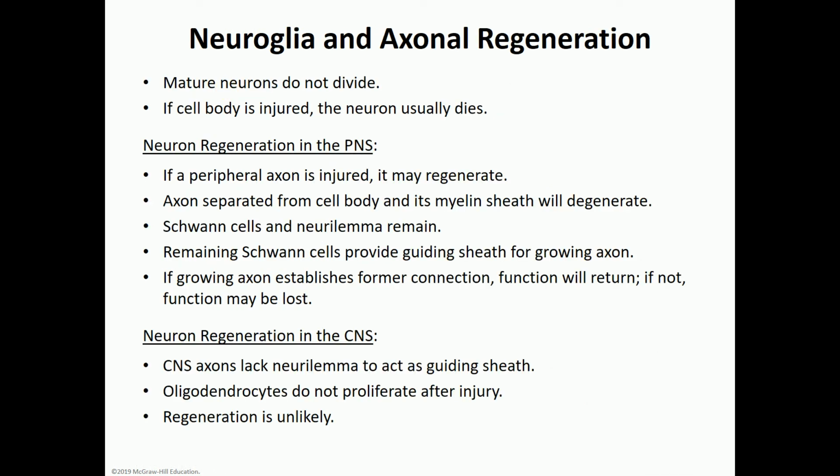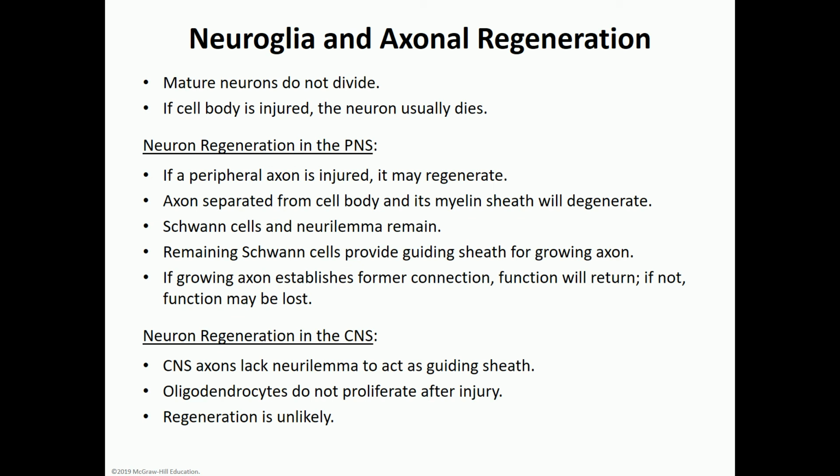Now, what about neuroglia and axonal regeneration? If an axon or a nerve cell is damaged, will it regenerate or not? Well, that really depends on whether the nerve is part of the peripheral nervous system or the central nervous system. If it's in the peripheral nervous system and the cell body is intact, that axon can regenerate. I'll show you in the next slide how that happens. But if the injury is in the CNS, whether the cell body is injured or not, regeneration does not occur in nerves in the CNS.